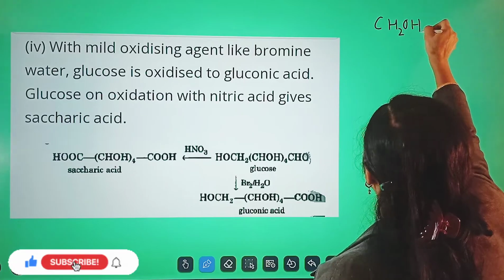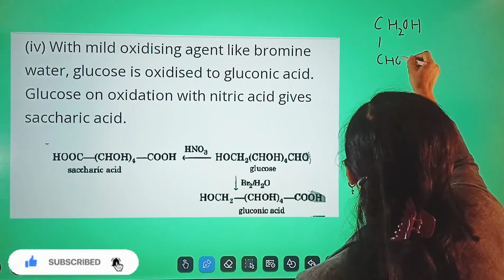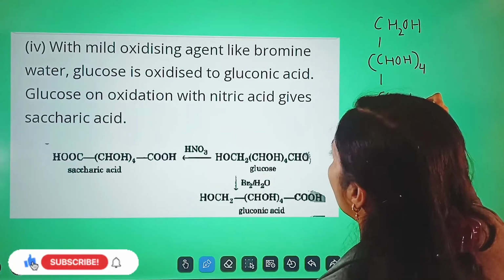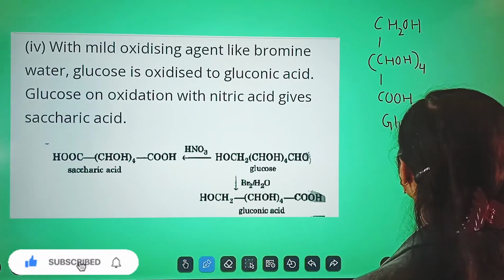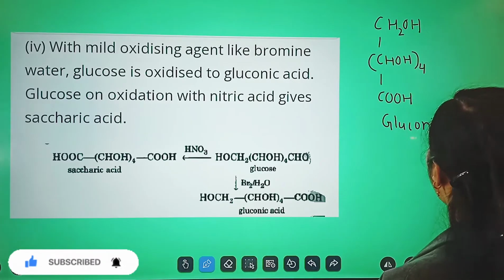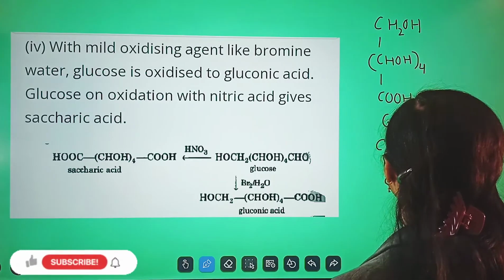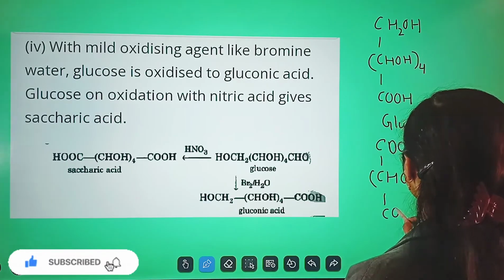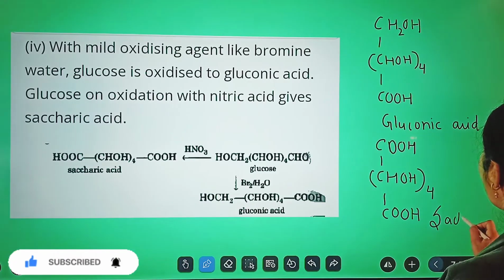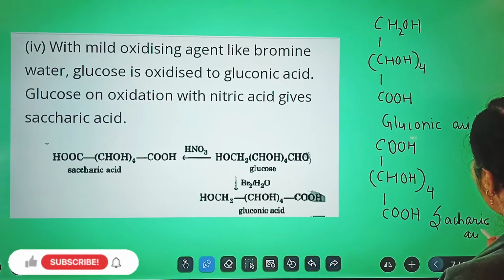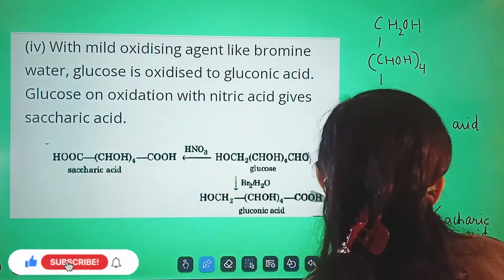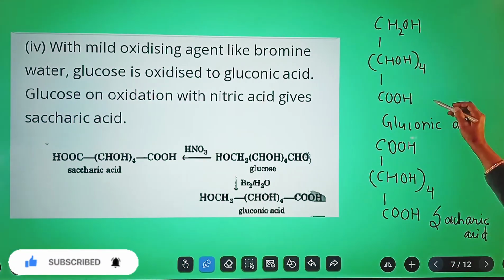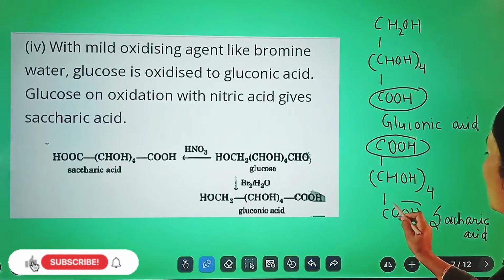In gluconic acid, the aldehyde group gets oxidized to the acidic group, as you can see, and this is gluconic acid, whereas in the structure of saccharic acid, both the 1 and 6 carbon atoms get oxidized to form acidic groups, and the acid formed will be termed saccharic acid. You can see it consists of 2 acidic groups. So we will be calling it saccharic acid. I hope it's clear. Gluconic acid consists of only 1 acidic group, whereas saccharic acid consists of 2 acidic groups.